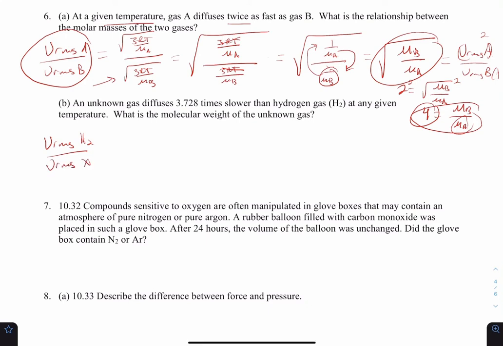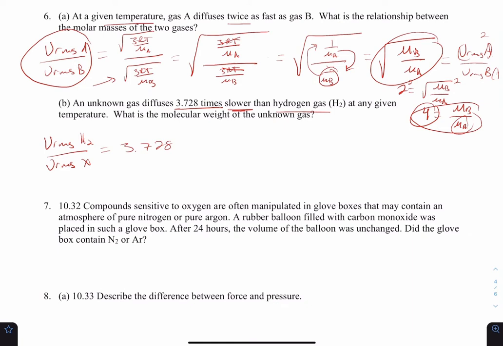What they told us is that this gas is 3.728 times slower than hydrogen, which means that hydrogen is that many times faster. So I'm going to set this equal to 3.728, because in reality this would be the 3.728 value in my ratio, and this would be a 1. And so we just end up getting that value. Now they want us to find out what the molecular weight would be if that is how much faster hydrogen moves than the other gas.